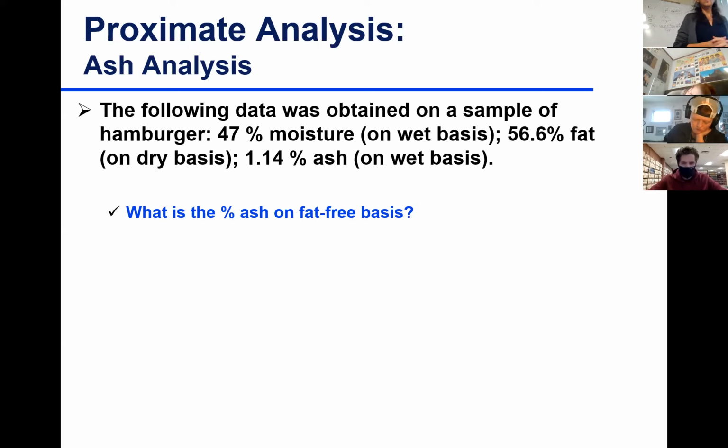Give it a thought. You have the percentage of fat on dry basis. You have it as 56.6%. So now you have the fat on dry basis. You want to calculate it on wet basis. So that is your hint here, is calculating the fat on wet basis. That means on as is, before you remove the moisture. So you want to calculate fat on wet basis, that's first. And once you calculate fat on wet basis, then you can calculate ash on fat-free basis. All right, let's give it a go.